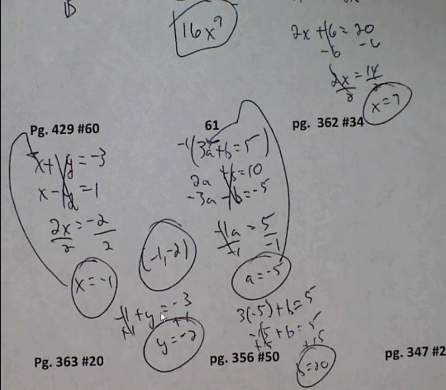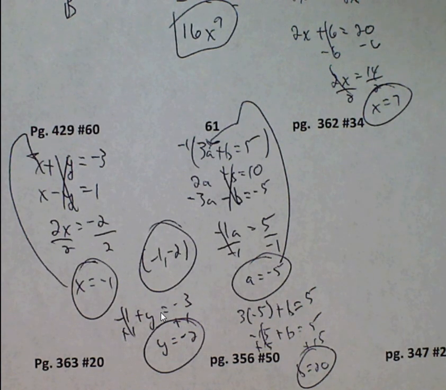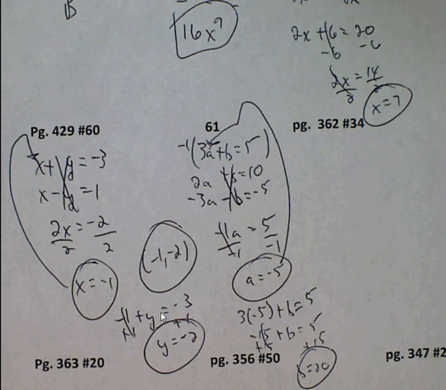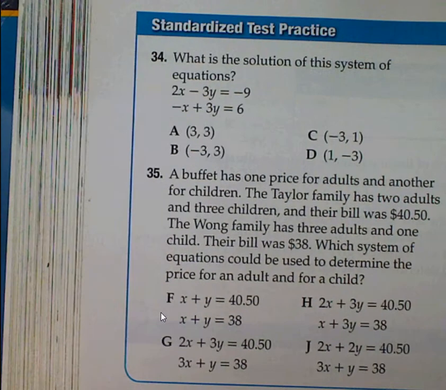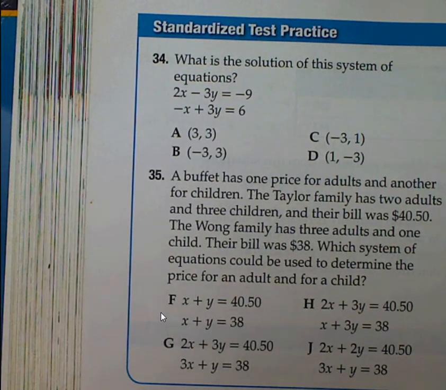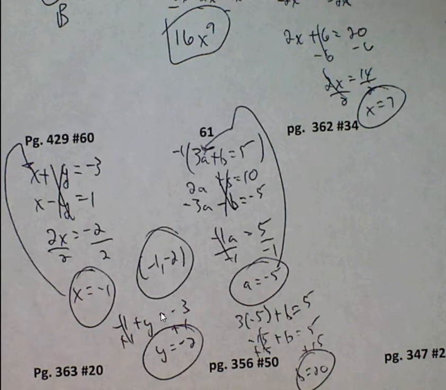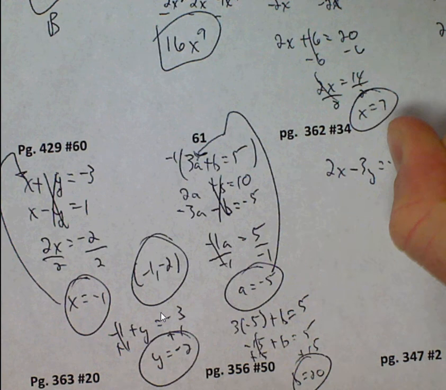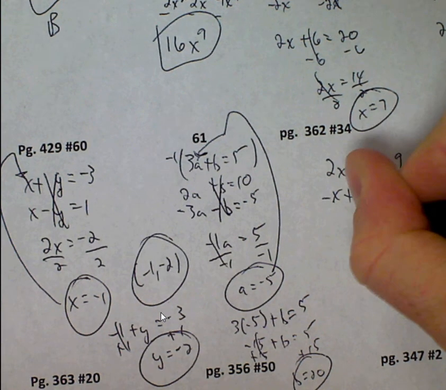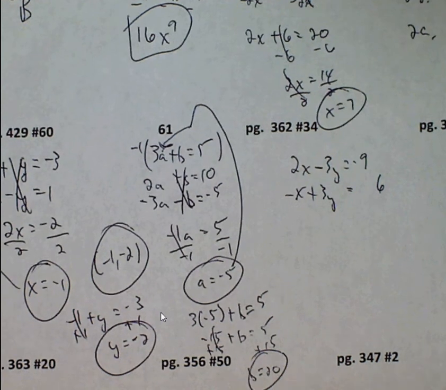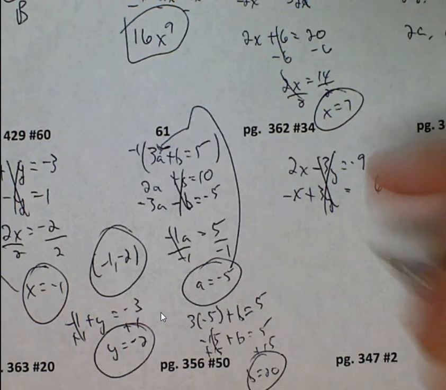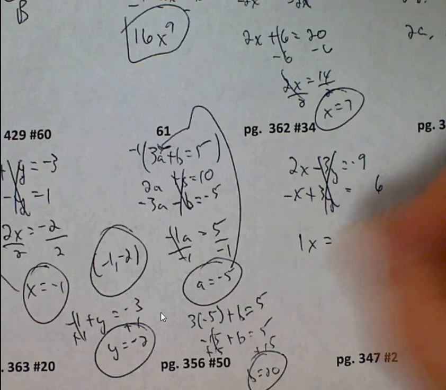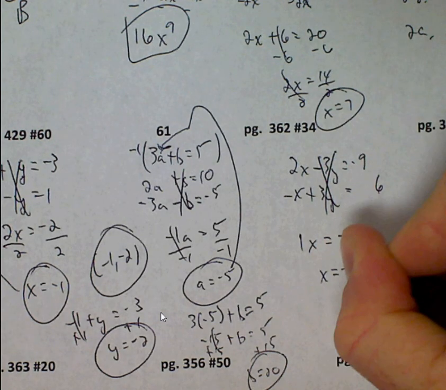Page 362, number 34. What is the solution of the system of equations? So I have to solve this. I have 2x minus 3y equals negative 9. Negative x plus 3y equals 6. These go away. I'm left with 1x. Negative 9 plus 6 is negative 3. So x is negative 3.